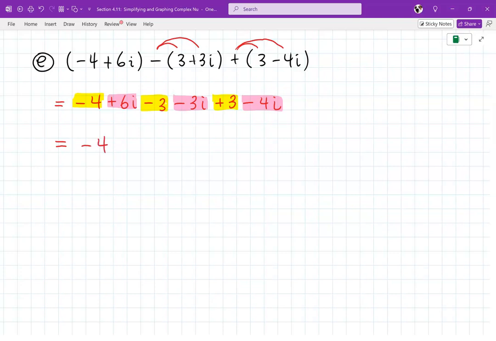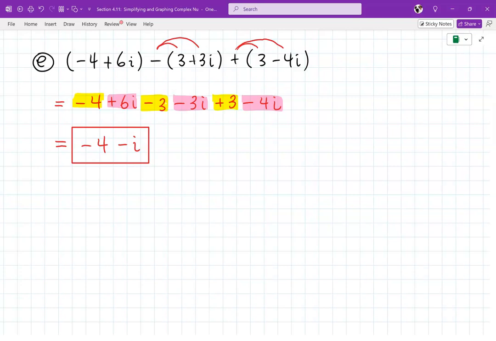And then 6i minus 3i, well, that's 3i, minus 4i, that's negative i. Negative 1i or negative i. Now, I don't change that i into a negative 1 because it's not i squared. Okay, I'm just going to leave it like that. This is my answer for that one. And I was wrong. There is an F portion to this. And then we do the graphing.